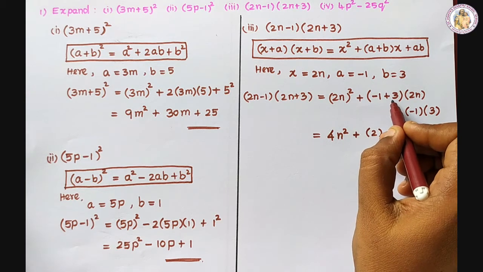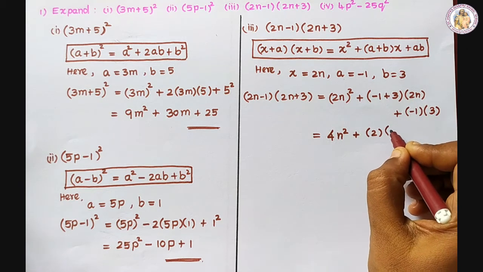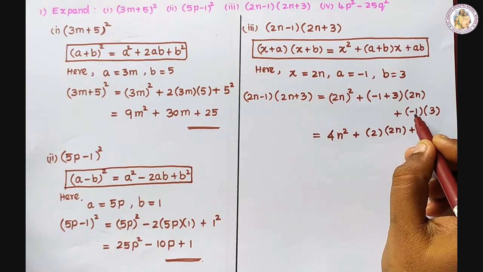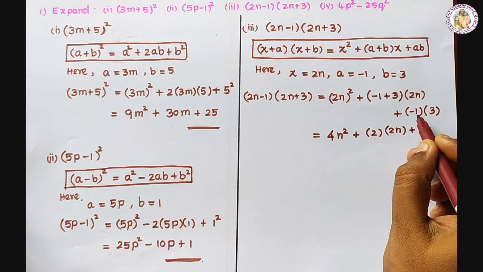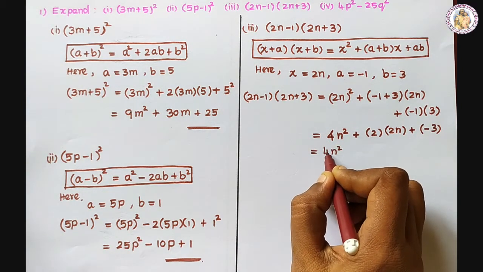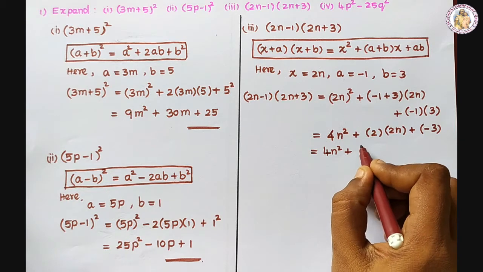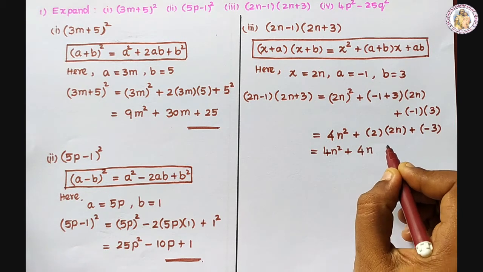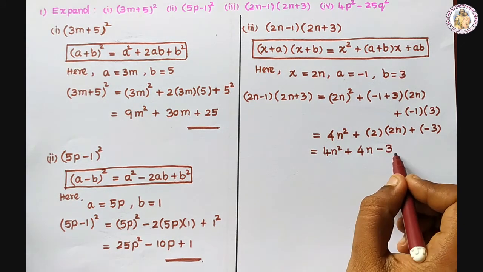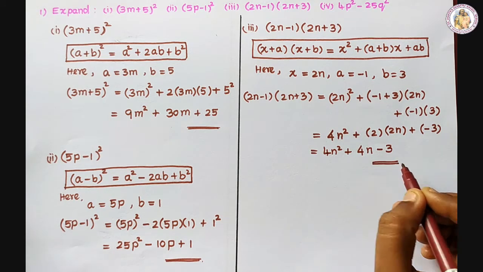Which one is greater? Plus 3 is the greater one. That sign is plus, no need to write. And 2n, plus minus into plus minus 1 3 is minus 3. Now 4n squared plus, multiply the numbers 2 into 2 is 4 and the variable is n, plus into minus is minus 3. So 4n squared plus 4n minus 3 is the answer.